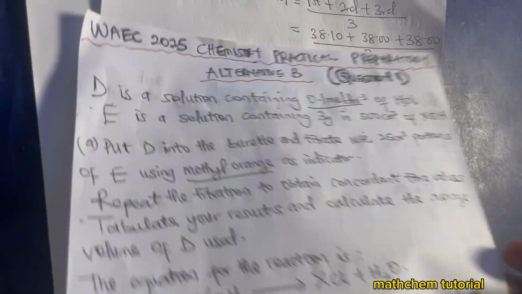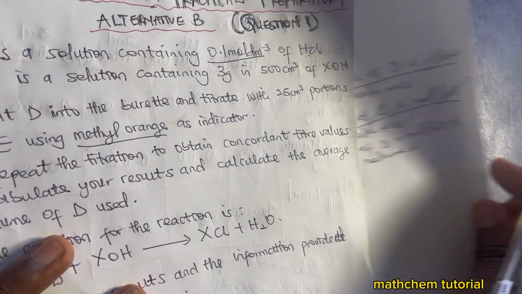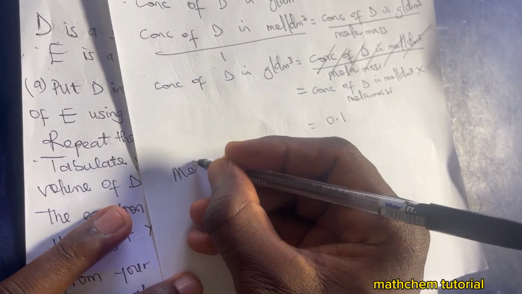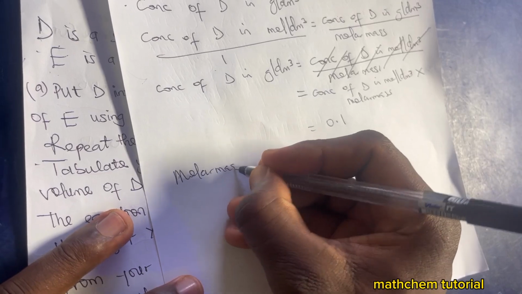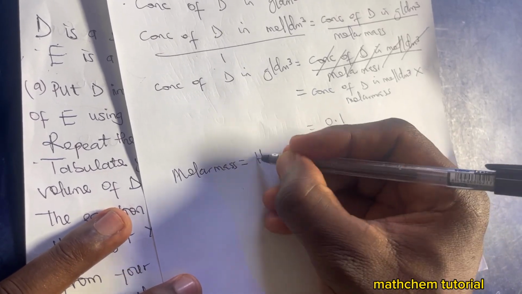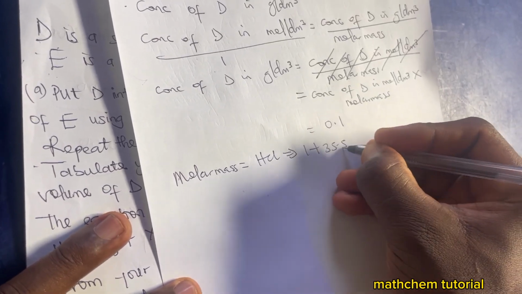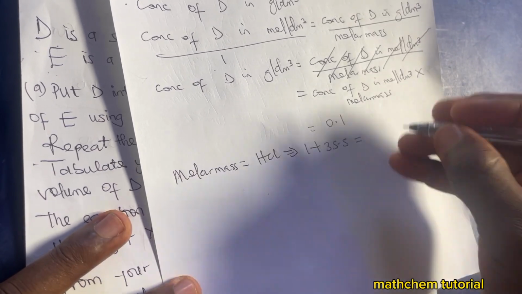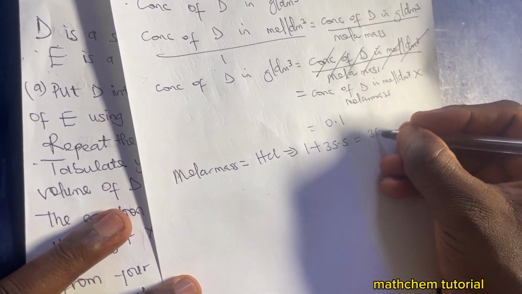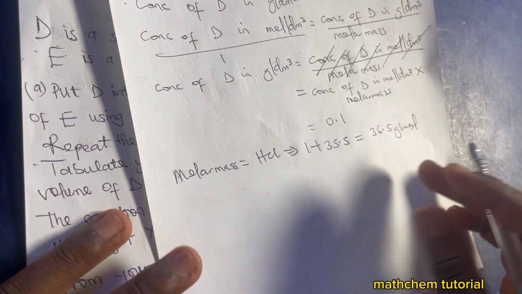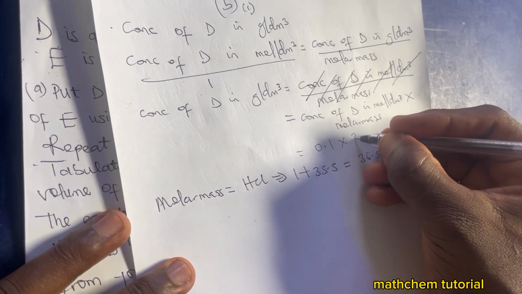And what is the molar mass of D? Molar mass of HCl. Please, the molar mass of HCl, you must show it here. Don't just assume that H is HCl. H is 1 and Cl is 35.5. Show the workings here because it will attract marks. You understand? So that will be 36.5 gram per mole. That's the unit for molar mass. So it's 0.1 times 36.5.